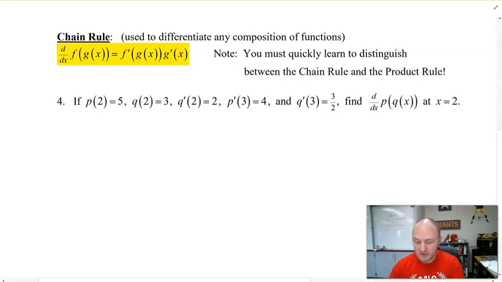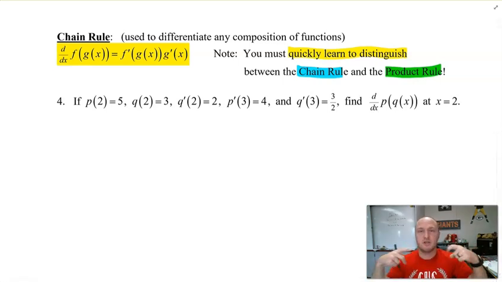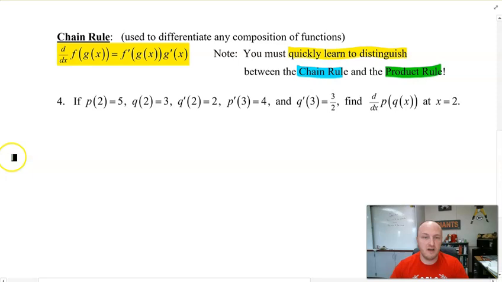You need to quickly distinguish when am I going to use the chain rule and when am I going to use the product rule. Well, a product rule, you have to have multiplication. Chain rule, you have functions embedded within each other. And I take the derivative of the outside times the derivative of the inside. They're kind of linked together. That's why they call it a chain rule. So here is a general setup. The derivative of f of g of x is equal to derivative of the outside, f prime of g of x, times the derivative of the inside, g prime of x.